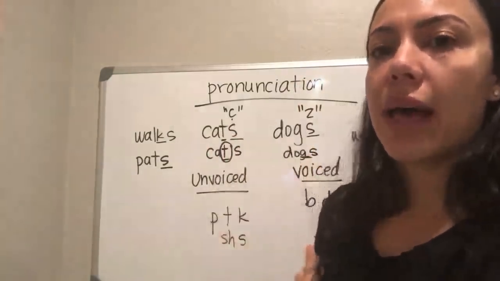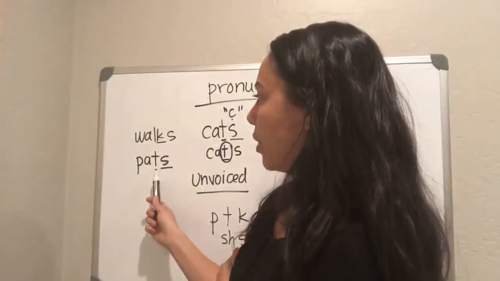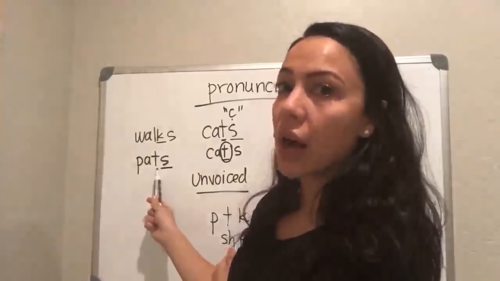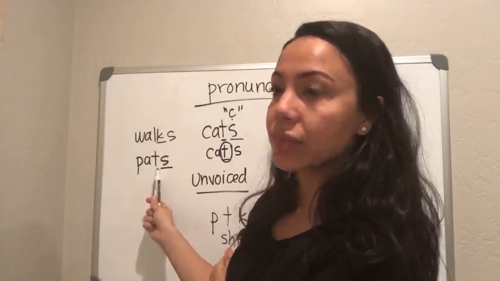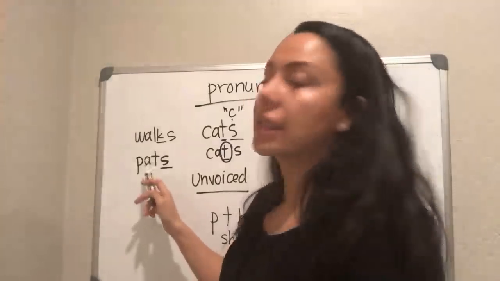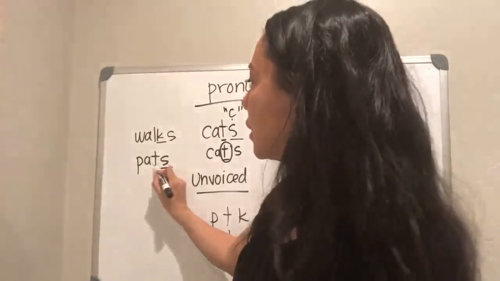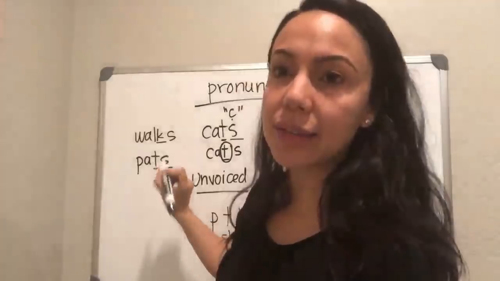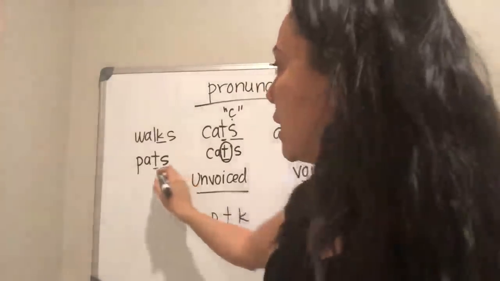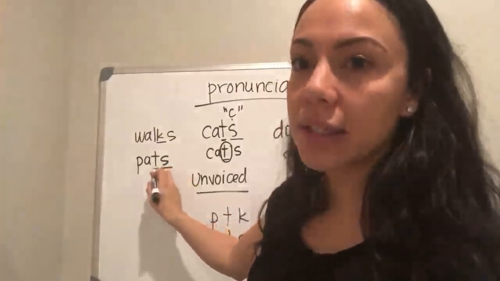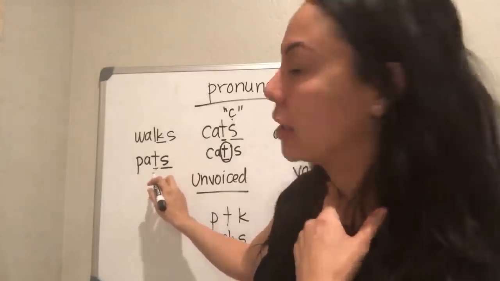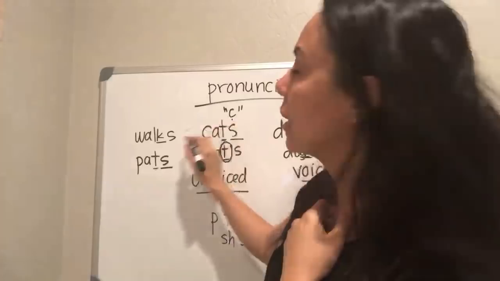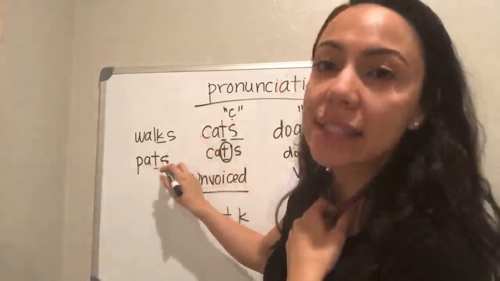Okay, so let's go ahead and take a look at this consonant. Is this consonant voiced or unvoiced? Because this guy is going to determine what sound this one makes. So the T is a T, no vibration. So it's going to end with the S, like pats.